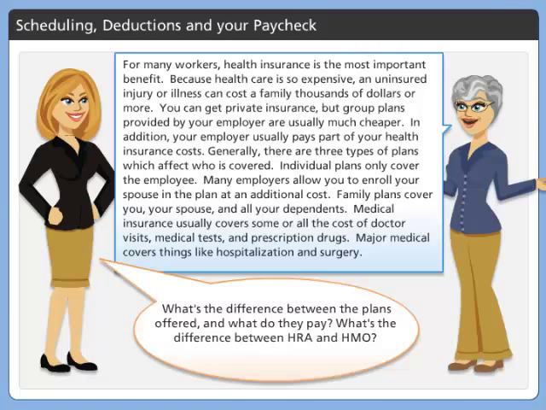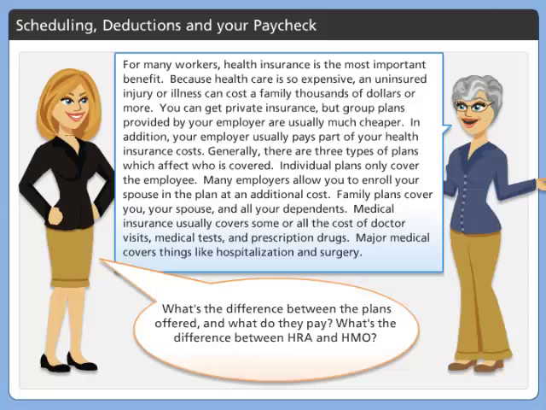For many workers, health insurance is the most important benefit. Because healthcare is so expensive, an uninsured injury or illness can cost a family thousands of dollars or more. You can get private insurance, but group plans provided by your employer are usually much cheaper. In addition, your employer usually pays part of your health insurance cost. What's the difference between the plans offered and what do they pay?